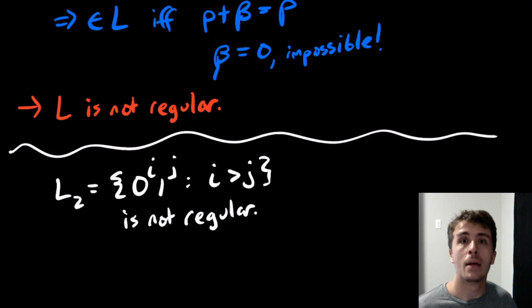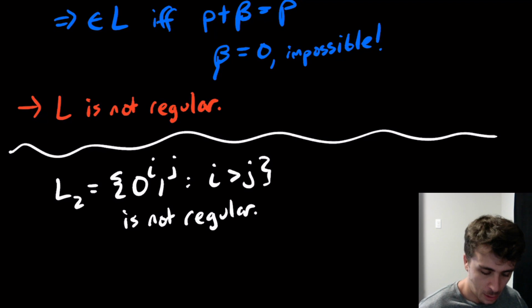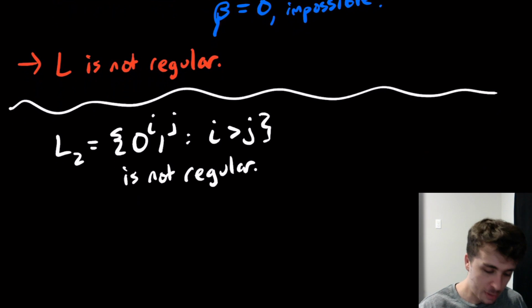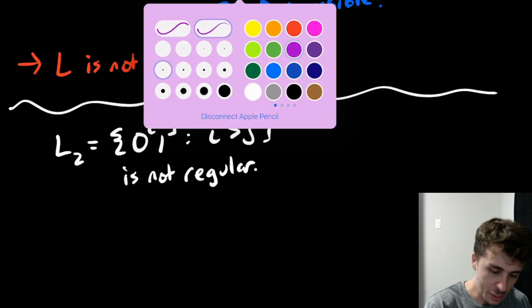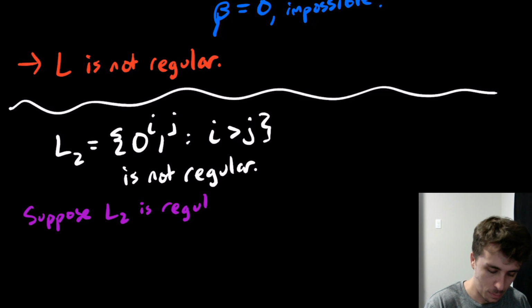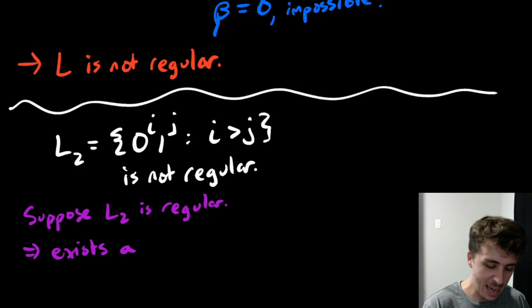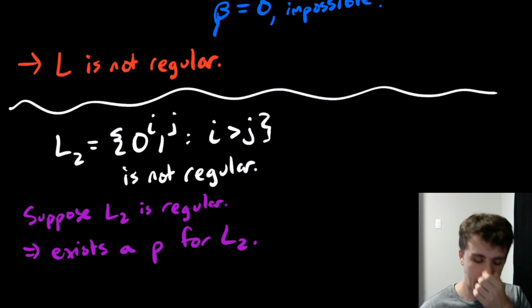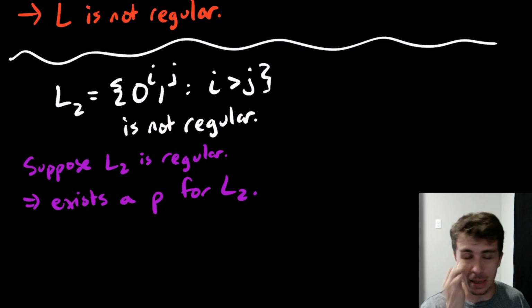Okay, so how would we actually do this? What we need to do, as before, is suppose L2 is regular. Then there exists a pumping constant, I'm going to shorten this to P for L2. It's just a shorthand for the same thing.